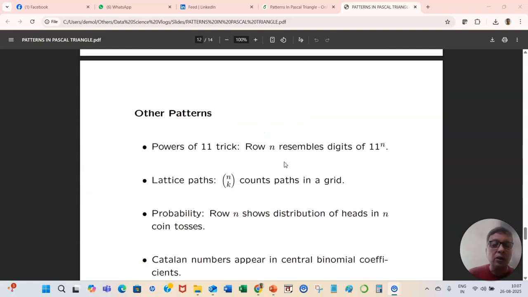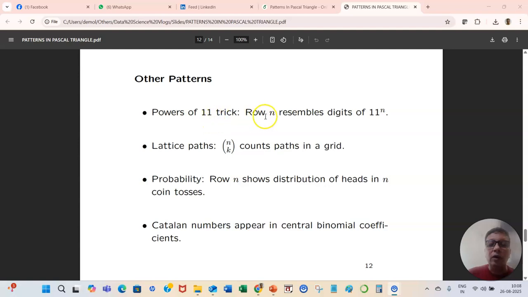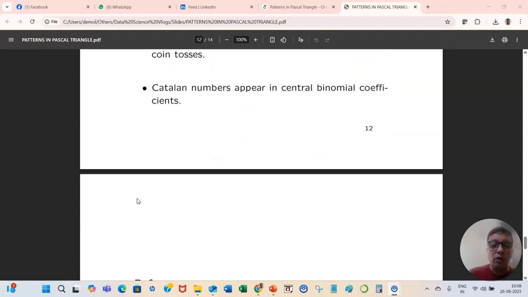Some other patterns: powers of 11. The nth row represents the digits of 11 to the power n. Lattice paths: nCk counts the paths in a grid. Probability: row n shows the distribution of heads in n coin tosses. Catalan numbers appear in the central binomial coefficients. I am not going to explain that. I have run short of time.